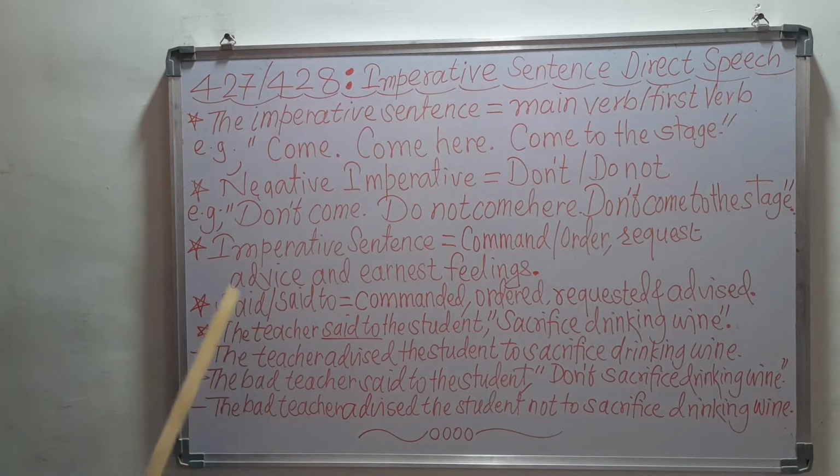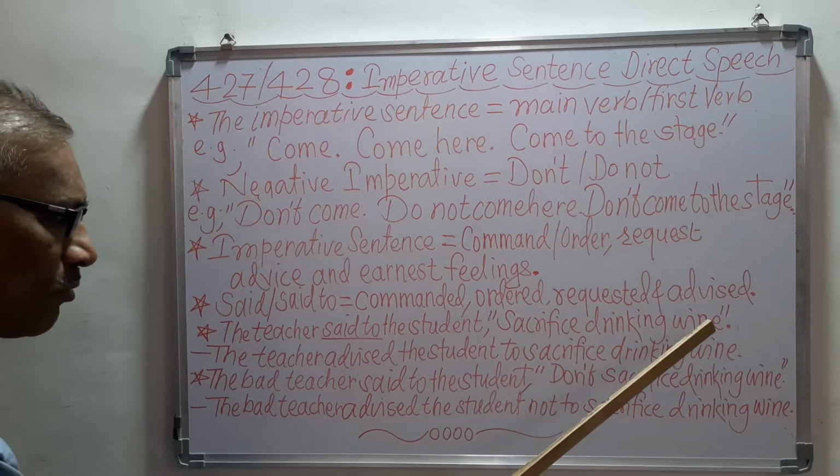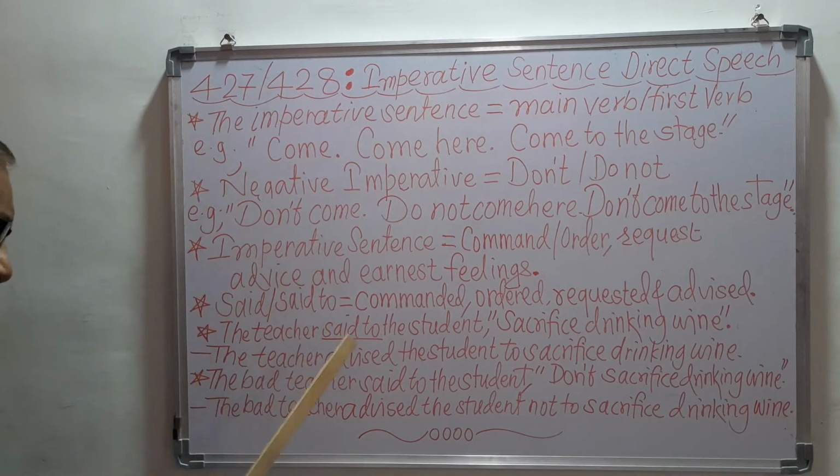Now there are two sentences which I have taken for the explanation. The sentence is, the teacher said to the student, sacrifice drinking wine. Remember, this is the imperative sentence.